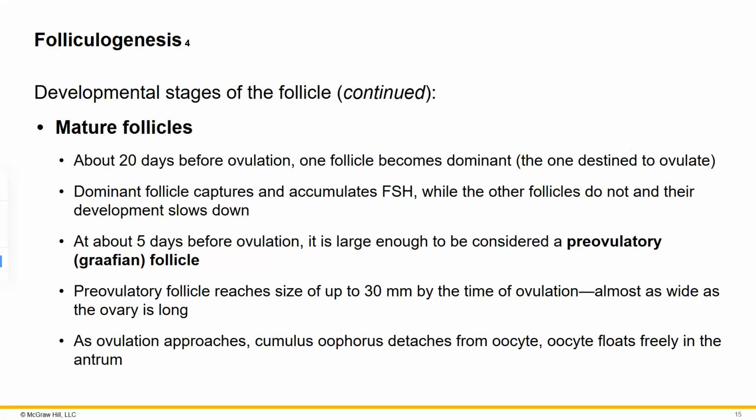Mature follicles, about 20 days before ovulation: one follicle becomes dominant, the one destined to ovulate. The dominant follicle captures and accumulates follicle-stimulating hormone, while the other follicles do not, and their development slows down. At about 5 days before ovulation, it's large enough to be considered a pre-ovulatory or Graafian follicle. A pre-ovulatory follicle reaches a size of about 30 millimeters by the time of ovulation. It's almost as wide as the ovary is long. As ovulation approaches, the cumulus oophorus detaches from the oocyte. The oocyte floats freely in the antrum.